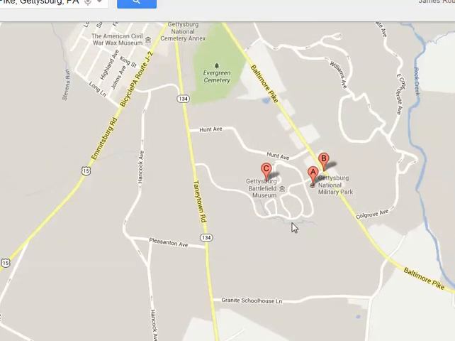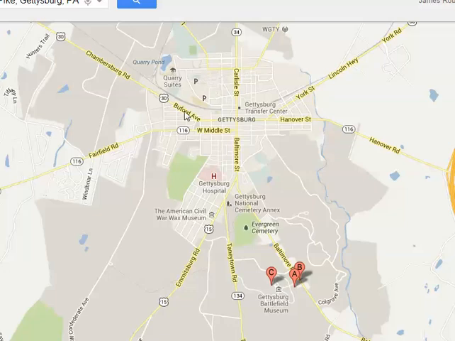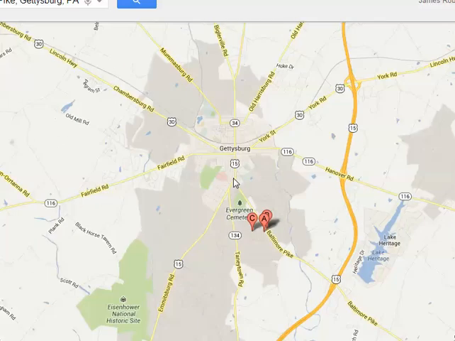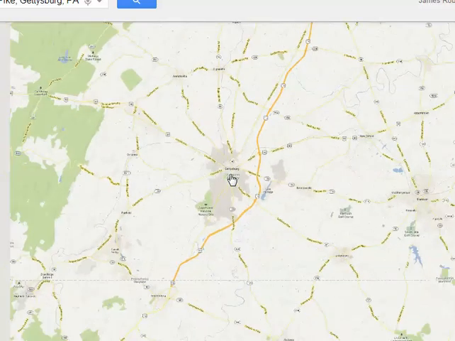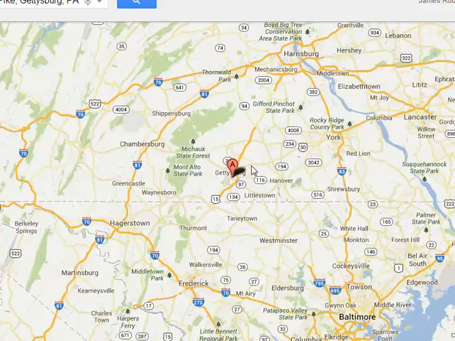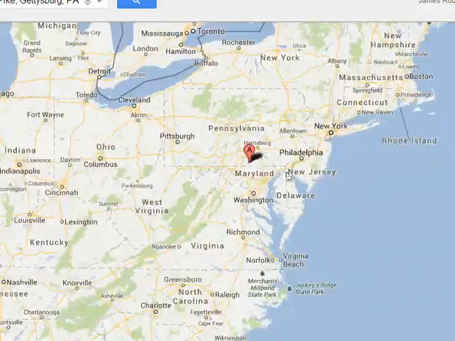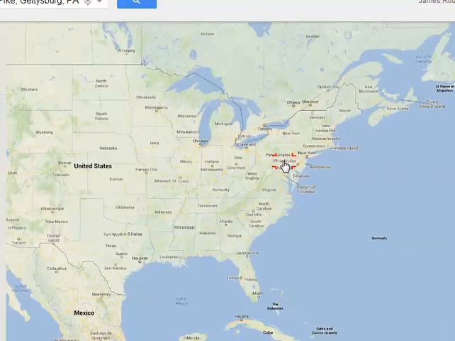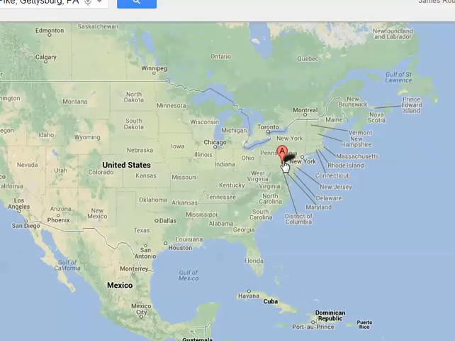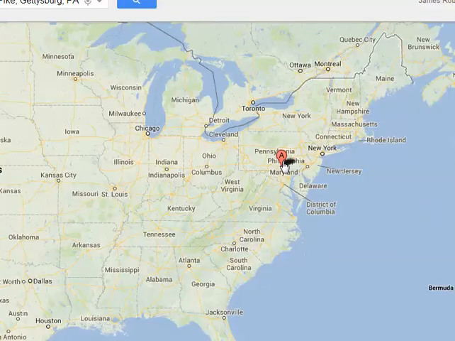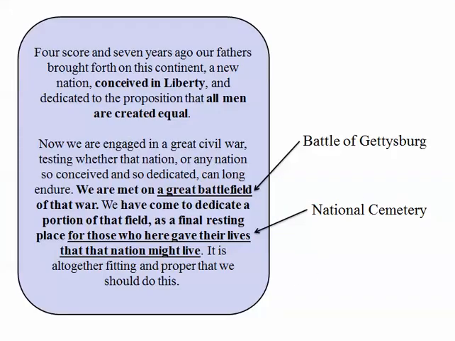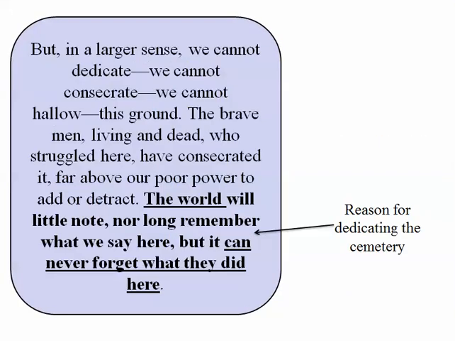Cemetery. But there's Gettysburg, Pennsylvania. Excuse me, not Virginia. Gettysburg, Pennsylvania. So this battle occurred in the north. We're going to talk about that when we go over the battles. So there's Pennsylvania. Alright, that's where Gettysburg took place. Alright, so that's that part of it. Alright, let's go to the next one.